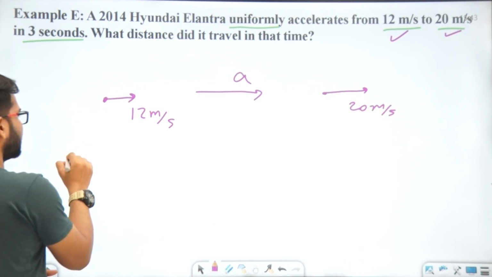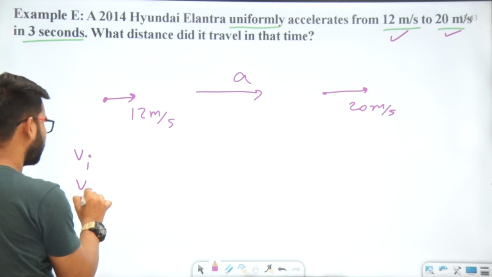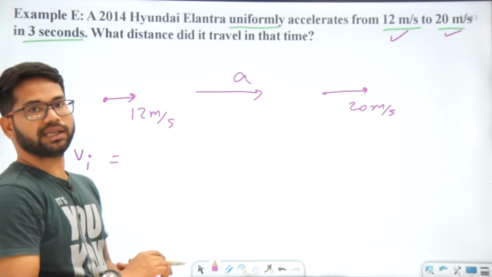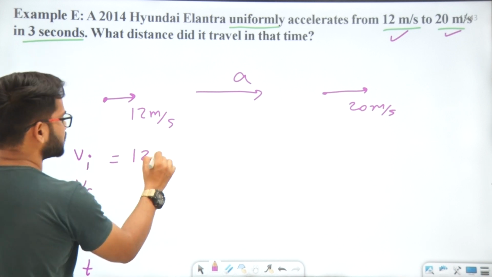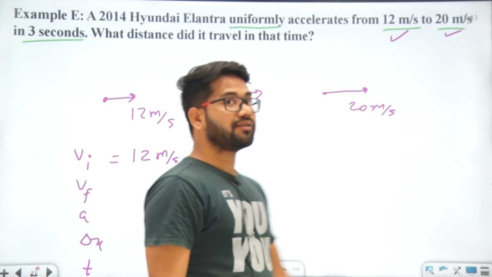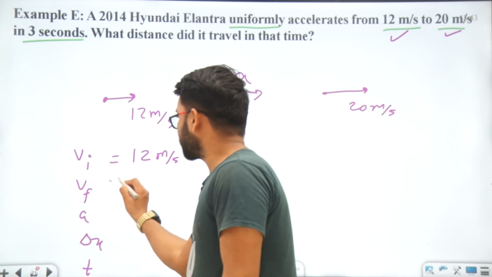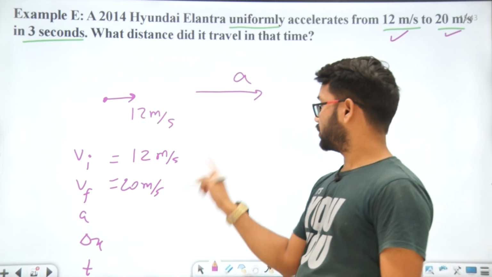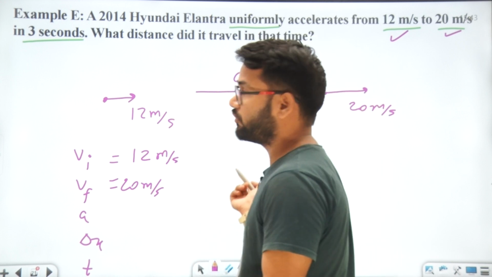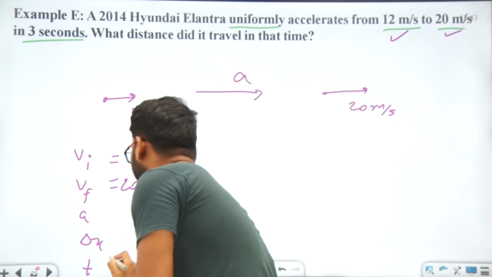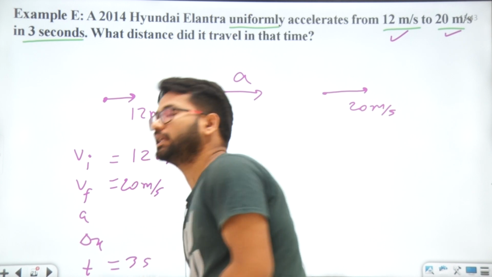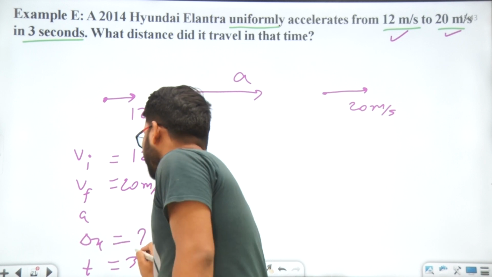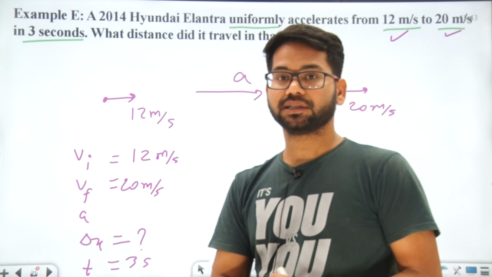So we can identify the quantities Vi, Vf, a, delta x and t. We are given initial velocity as 12 meters per second and final velocity as 20 meters per second. Acceleration is uniform, but the value is not given. The time interval is given as 3 seconds, and it asks about the distance, and here the distance and displacement magnitude will have the same value.